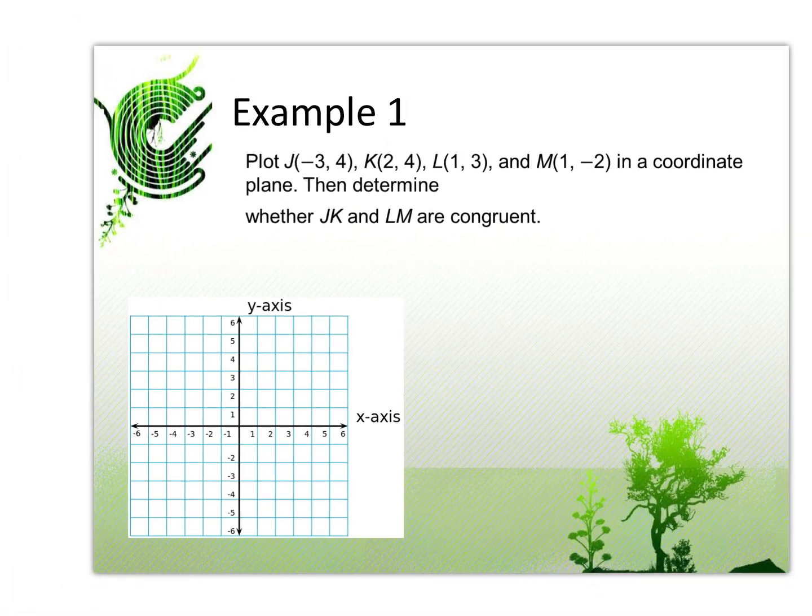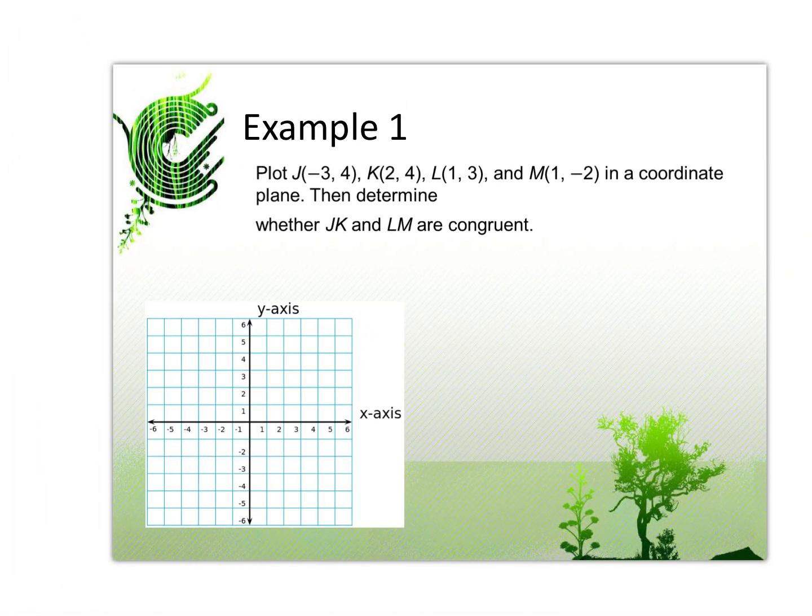So now they're asking us to plot these 4 points in a coordinate plane and determine whether segment JK and segment LM are congruent. Let's do JK first. J is located at negative 3, 4. That's here. K is located at positive 2, 4. That's here. So here's segment JK. And then segment LM starts at 1, 3 here and goes to 1, negative 2 here. So this is L and this is M.